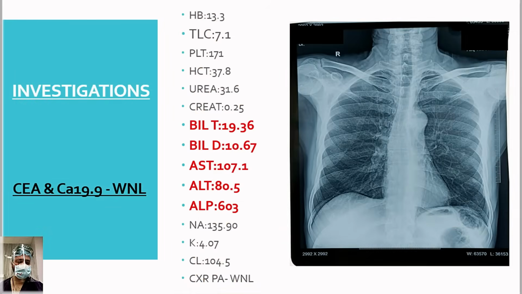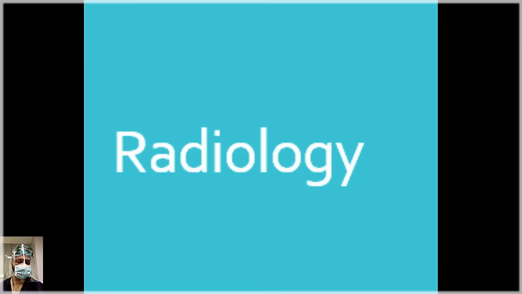His routine blood examination was normal except for the raised bilirubin, which was very high to the tune of 19.36, and direct was 10.67. His SGOT, SGPT, ALP were raised, and ALP was markedly raised, suggestive of obstructive jaundice pattern. His CEA and CA19-9 levels were within normal limits.